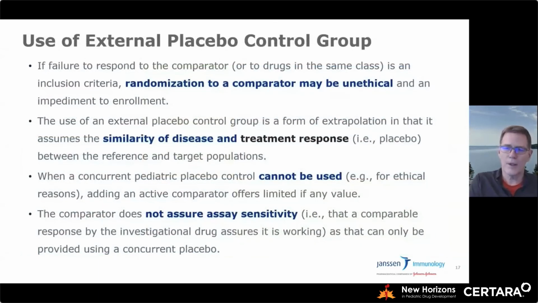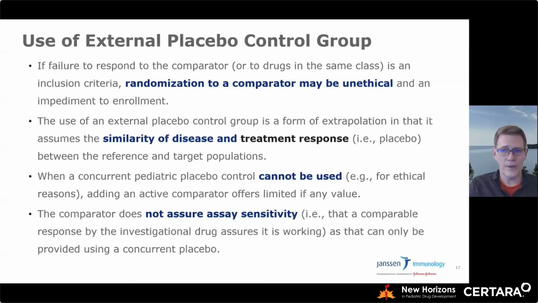If failure to respond to the comparator or to drugs in the same class is an inclusion criteria, randomization to a comparator may be unethical and an impediment to enrollment. The use of an external placebo control group is a form of extrapolation in that it assumes the similarity of disease and treatment response, that is placebo, between the reference and target populations.